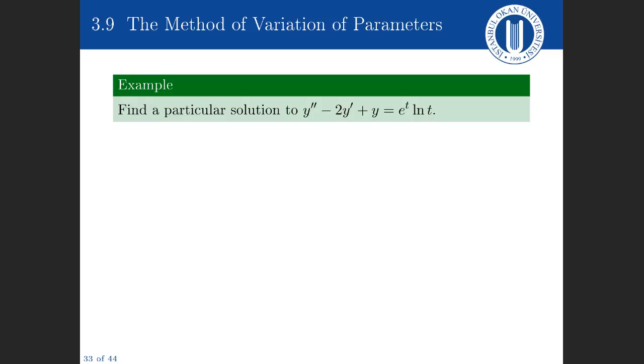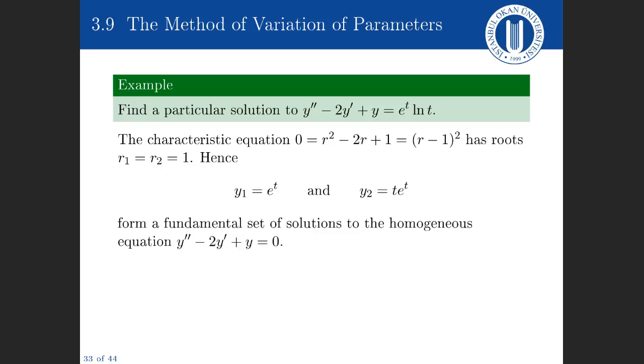Okay, let's solve an example using this theorem. And let's do the same one as we just did. Find a particular solution to y double prime minus 2y prime plus y is equal to e to the power t natural logarithm of t. First, we need a fundamental set of solutions. So first we start with a characteristic equation. We find repeated root 1. Therefore, our fundamental set of solutions are e to the power t and t e to the power t.